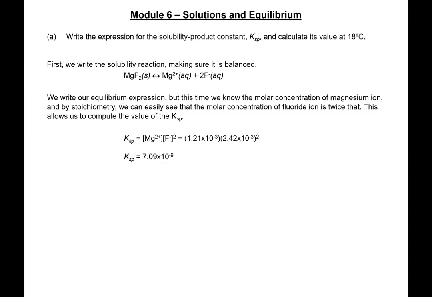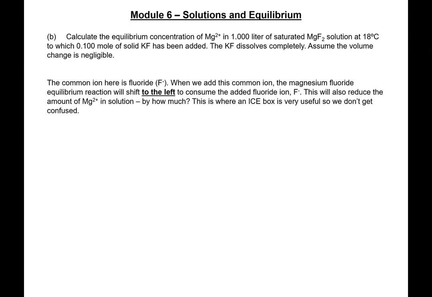Pretty straightforward. Part B, calculate the equilibrium concentration of magnesium ion in a liter of saturated magnesium fluoride solution at 18 degrees C, to which 0.1 mole of solid KF has been added, and this dissolves completely. Assume the volume change is negligible. All right, now we have what's called a common ion problem. Common ion here is fluoride.